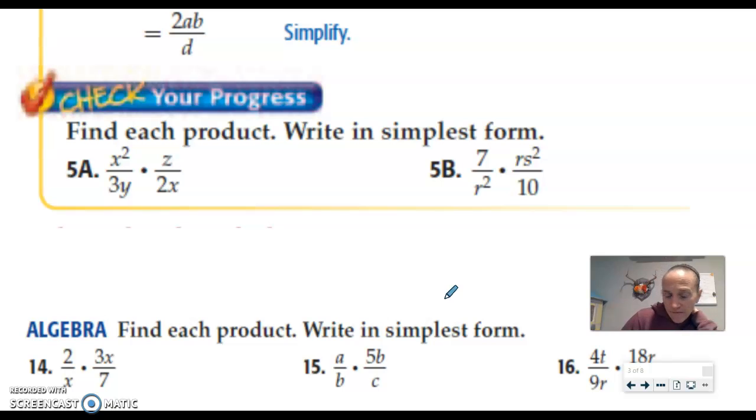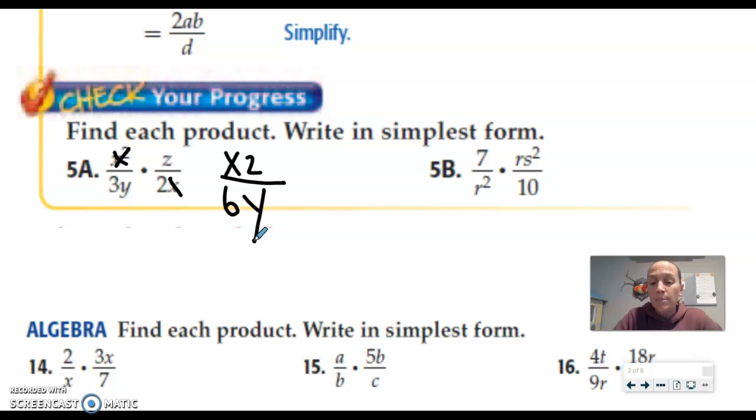So let me look at 5a. In order to simplify it before, I'm looking at the diagonals. And the only thing I see that I could do to simplify would be to take this x here with the 2 and have that cancel out one of these x's. So now this is really just x. So x times z would be xz on top. And then 3y times 2 would be 6y.